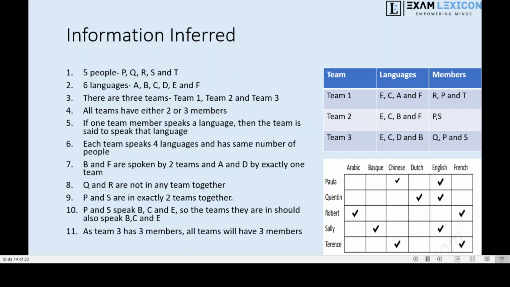And similarly, if we look at team 2, they already have P and S who speak B, C and E. Okay, if we add Quinton, then we will also have to add D, which we can't do. If we add Robert, then we will have to add Arabic also, because Robert speaks Arabic. But if we add Terence, Terence speaks Chinese and French, and we won't have to add anyone. So Terence is the 3rd member for team 2. Okay, so now we have the table complete. We can go ahead to all the questions and answer them easily.